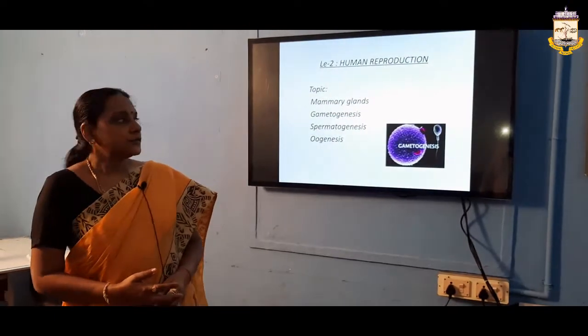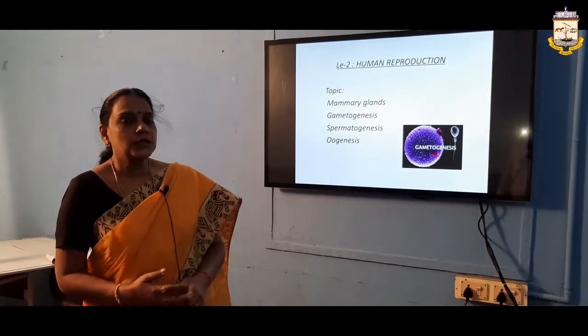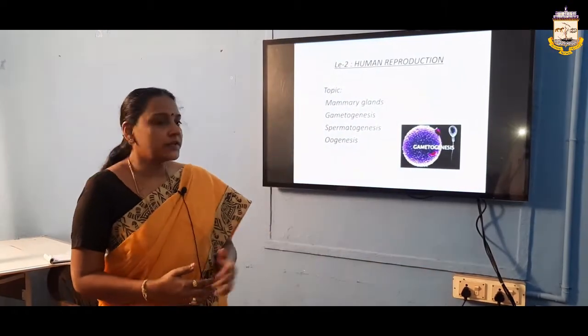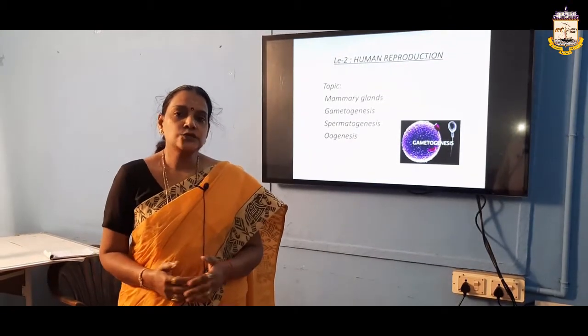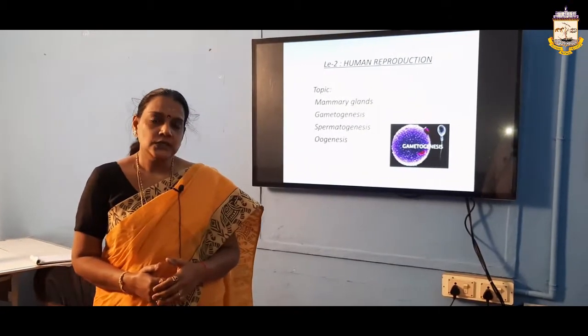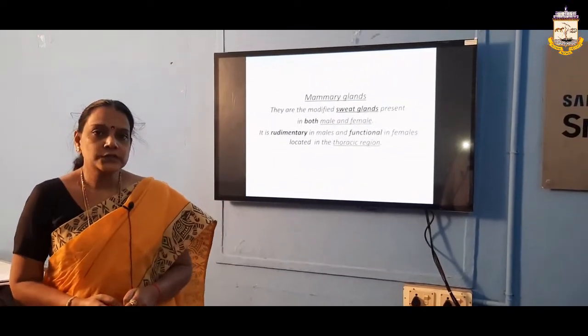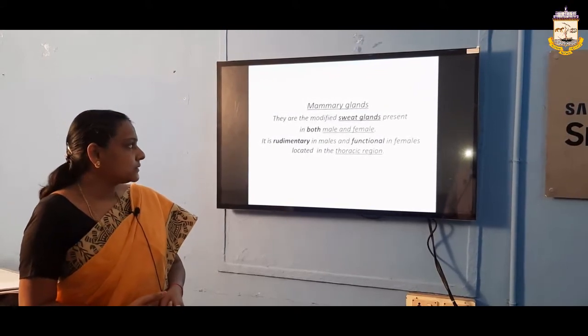Children, today we are going to see the topic human reproduction, lesson 2, the continuation of the topic. The first one is the mammary glands, then after that gametogenesis, in that the two subdivisions, spermatogenesis and oogenesis. A very brief discussion of these topics. Let us see. Mammary glands, the first one.